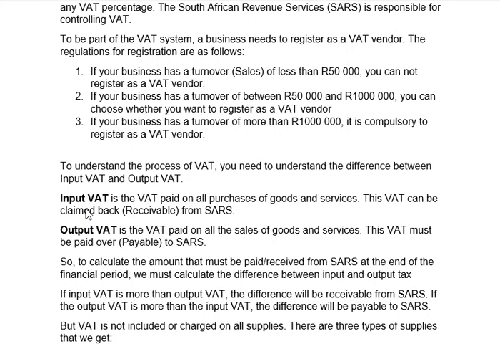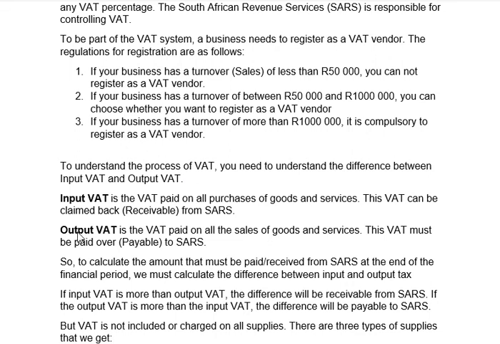Input VAT is the VAT paid on all purchases, very important, of goods and services. So when you buy something from your suppliers, from the people supplying you with any type of product, it's a purchase. That is input VAT. So you're going to record all the VAT on purchases under input VAT. This VAT can be claimed back from SARS, so this is receivable from SARS.